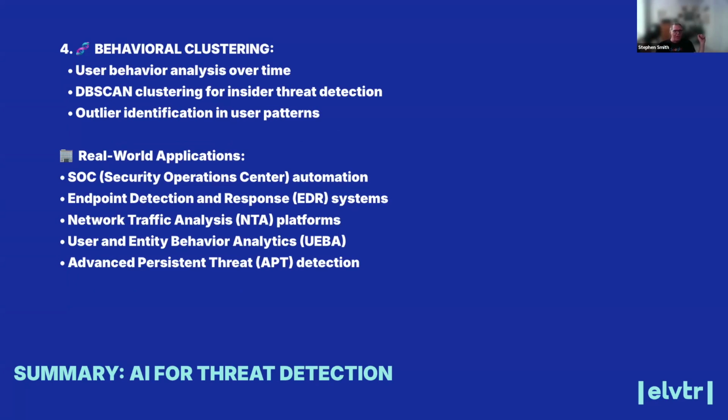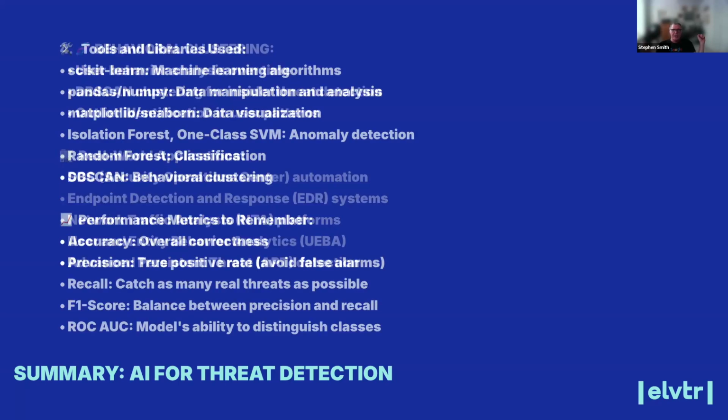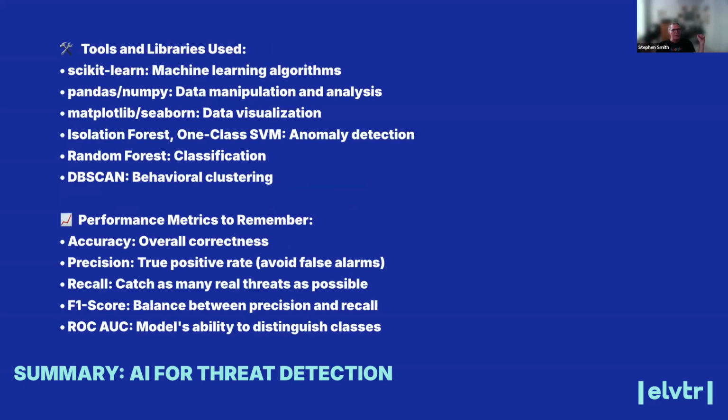Everything is using this for AI, right? For threat detection. This was all done with Scikit, and I asked Claude to write me this code, and I hacked on it a little bit, and I got all this stuff to work, right? So you can do this too. And then the big things we want to talk about is accuracy. How correct is it? What's the precision? True positive, recall, catch as many real threats. F1 scores the balance between precision and recall. And ROC and AUC is the model's ability to distinguish between classes.